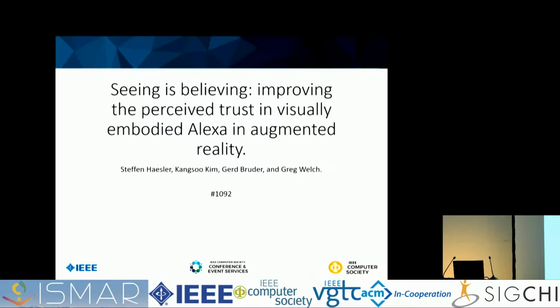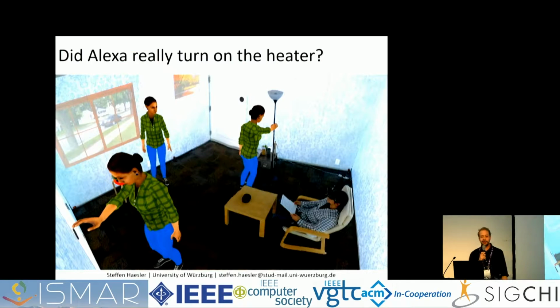Hi, my name is Steffen Hesler from the University of Würzburg. My question is, did Alexa really turn on the heater? So if you give a task to an intelligent virtual agent, how do you control if it's executed correctly, other than checking with a smart home app or anything like this?